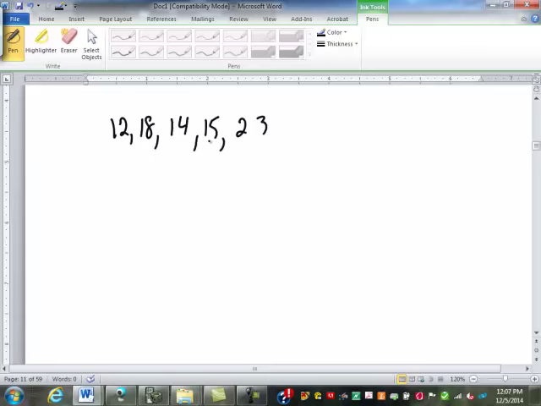So we'll start out with this. First of all, for this list of numbers, n equals what? Anybody remember? 1, 2, 3, 4, 5 numbers. N is the number of numbers in the list. So n equals 5.